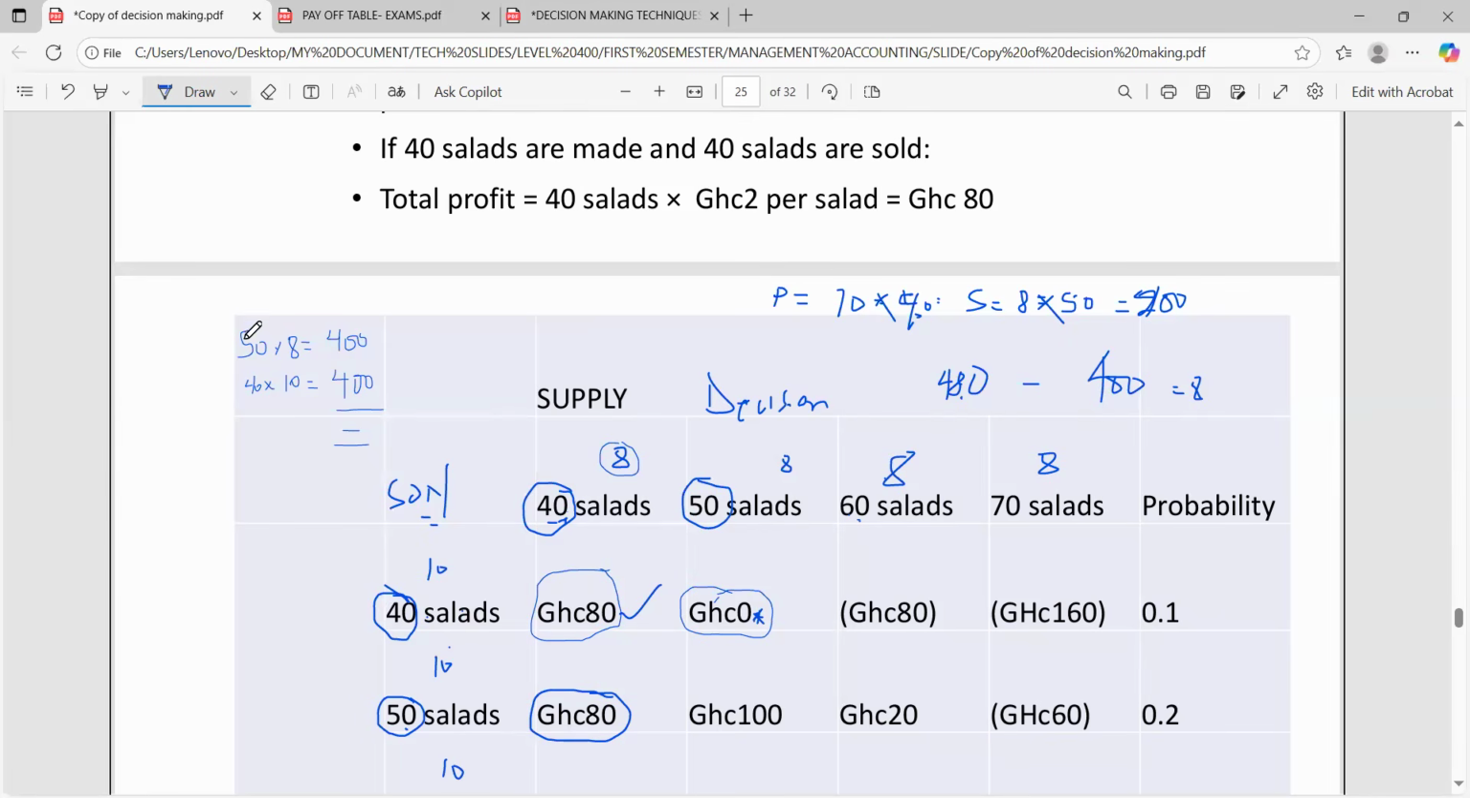Then let's go to 60. I am making 60 salad at 8 cedis. 60 times 8 is 480. And I'm selling just 40 to you at 10 cedis. Will I be making a profit or a loss? I've already incurred the cost, and then you are telling me you just need 40 pieces, which I've already prepared out of the whole 60. Will I make a profit or a loss? Loss. A loss of what? 80. That is why it is in brackets. Do you get it?